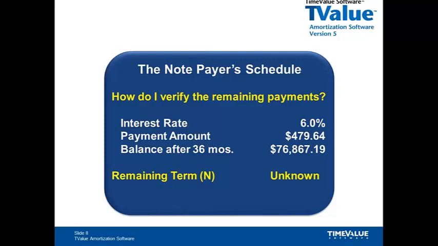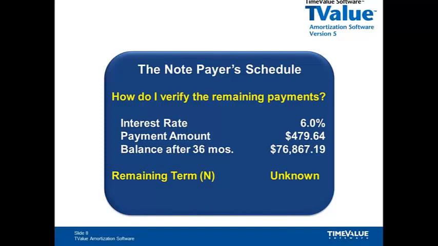And FDIC and NCUA would strongly encourage these institutions to create workouts and try to keep the borrowers paying and keep them in the home, because defaults and foreclosures were piling up so much that it was looking really bad for the banks and credit unions. So one of the things they needed to do was create these workouts, and they had to do a loss calculation, which was what we were helping them with.